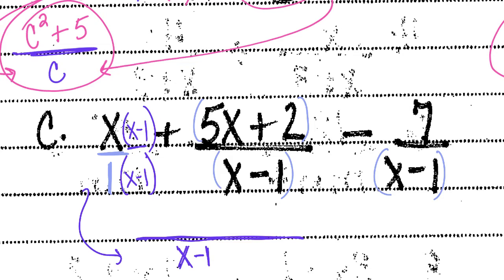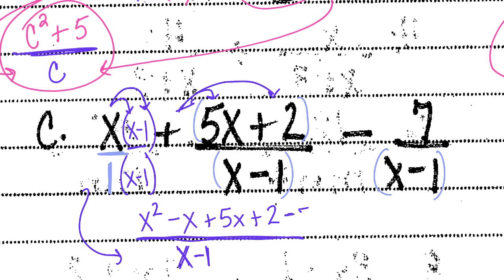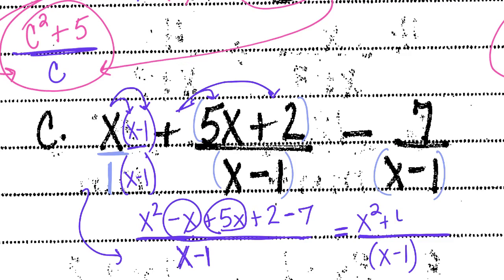And now let's go ahead and distribute and add like terms. X times x is x squared. X times negative 1 is negative x. This plus doesn't change the value. It doesn't have to really be distributed because it's not going to change the value. So plus 5x plus 2 and then minus 7. So let's finish by adding like terms. On the bottom, I'm still going to have that x minus 1. And on the top, I have x squared. Well, 5x minus x is 4x. And 2 and negative 7 is negative 5.